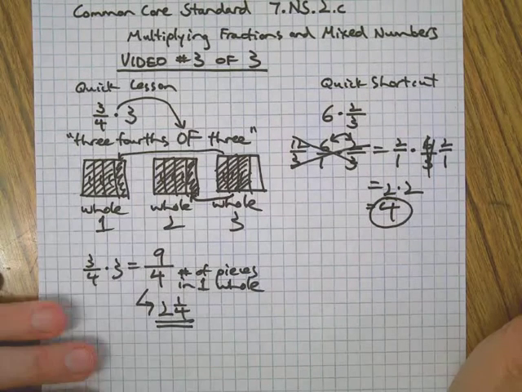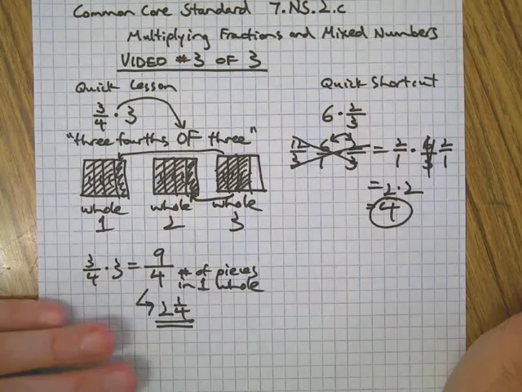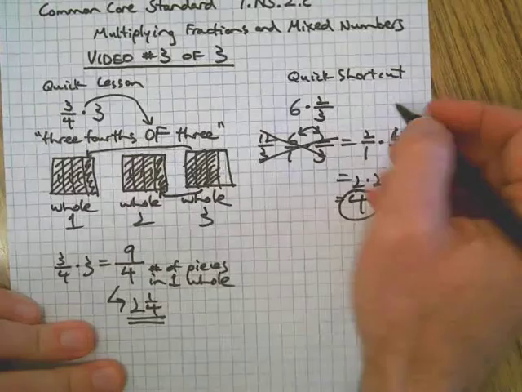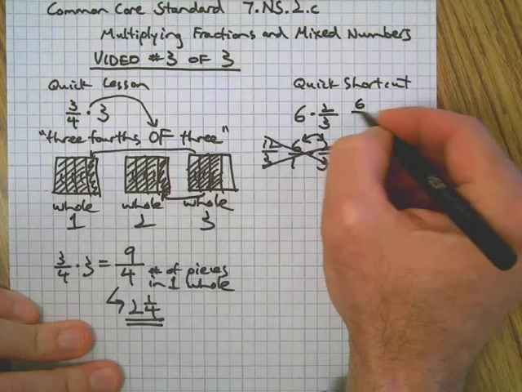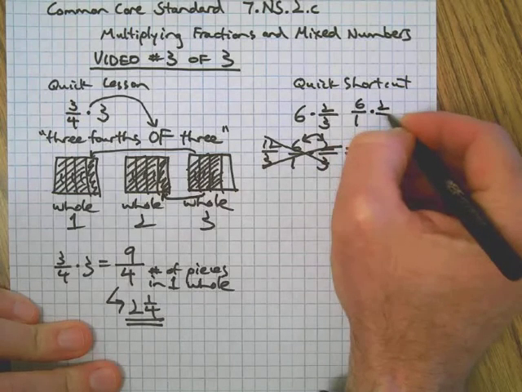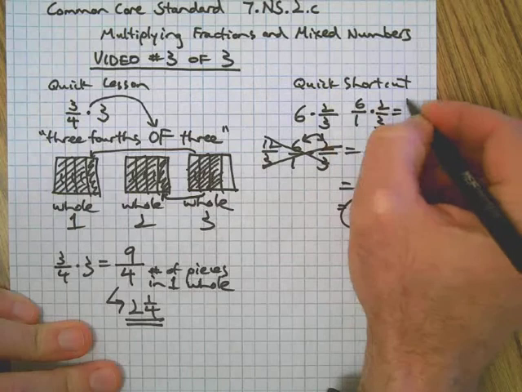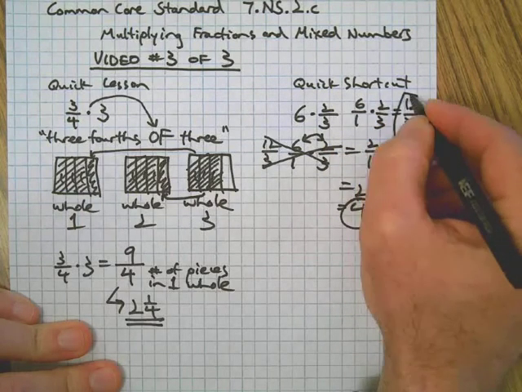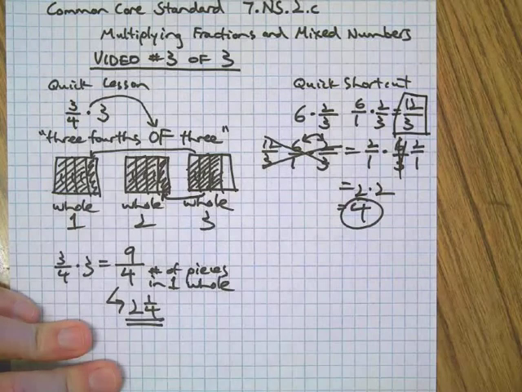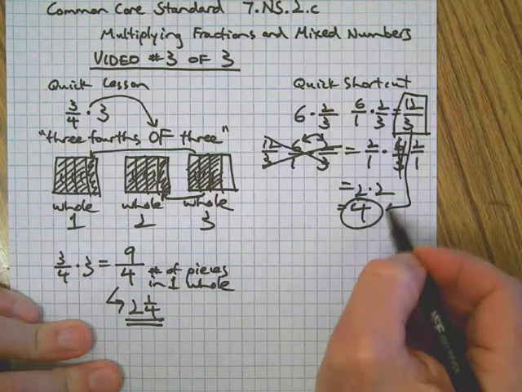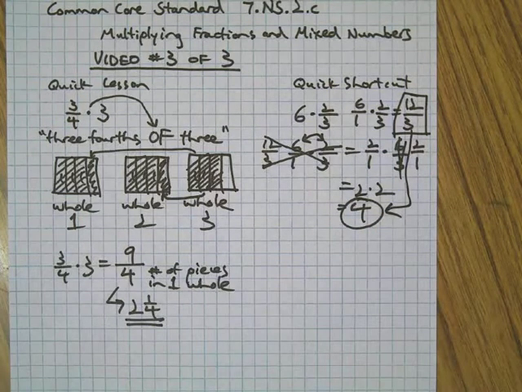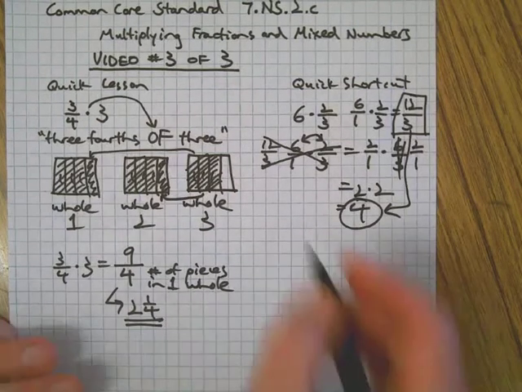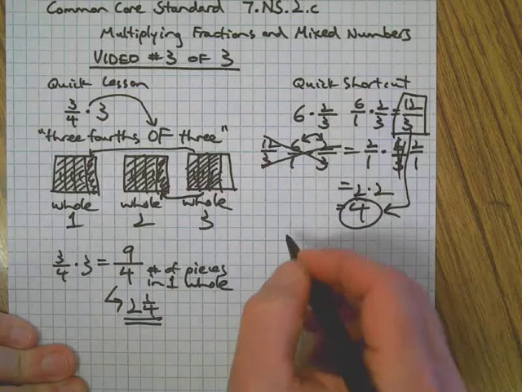Okay? If you think that's too short and easy and you don't trust it, let's go back up here and do it this way. 6 over 1 times 2 over 3. 6 times 2 is 12. 1 times 3 is 3. 12 over 3. What does that reduce to? You got it. 4. So that's the proof that it works. That's a little shortcut. Let's practice that shortcut one more time.